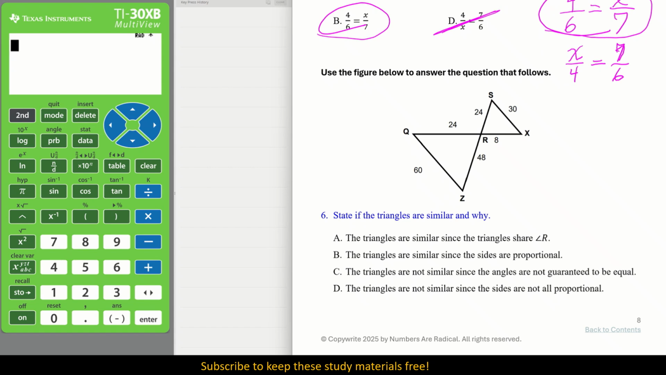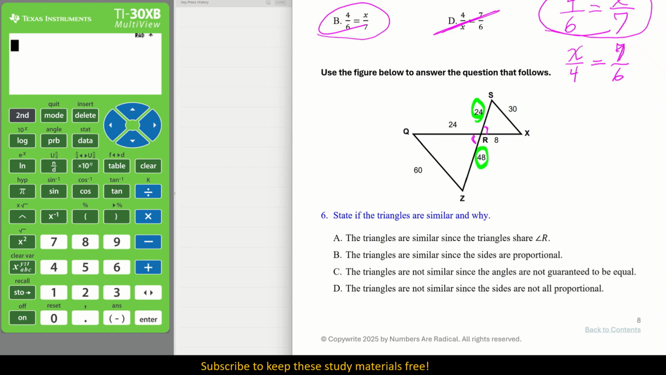State if the triangles are similar and why. Okay, and then they give you rationales to choose from. When you are looking at this particular type of triangle, you know that you will have a common angle, but you cannot simply fold this triangle over. It might look like you can, but actually 24, here, let me change colors, look here. 24 corresponds with 48.